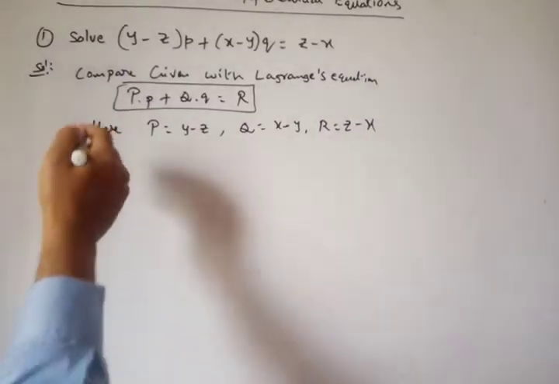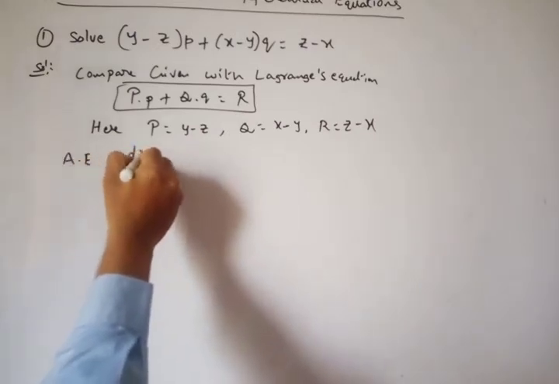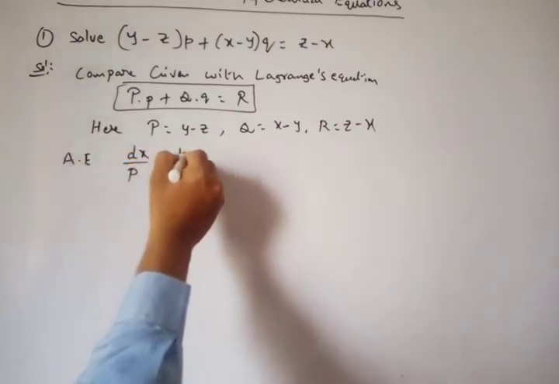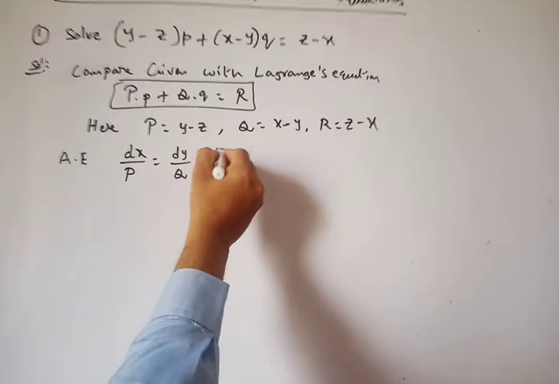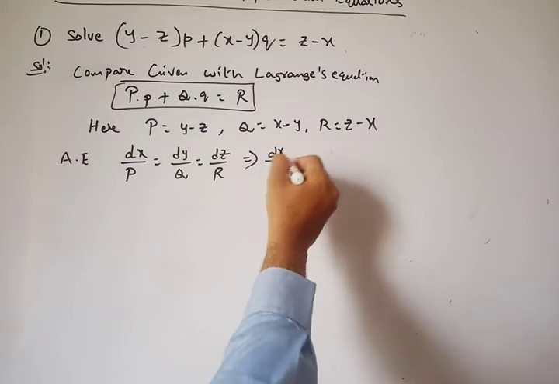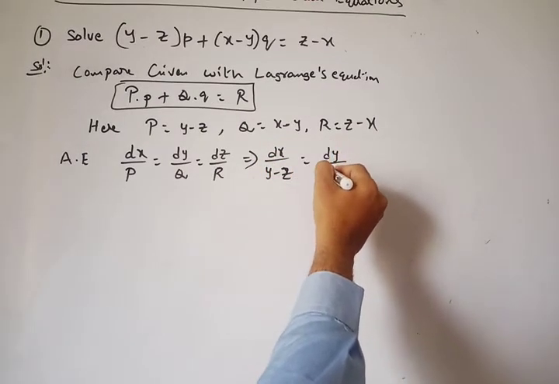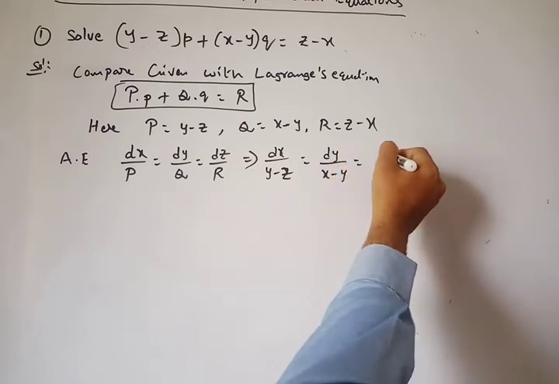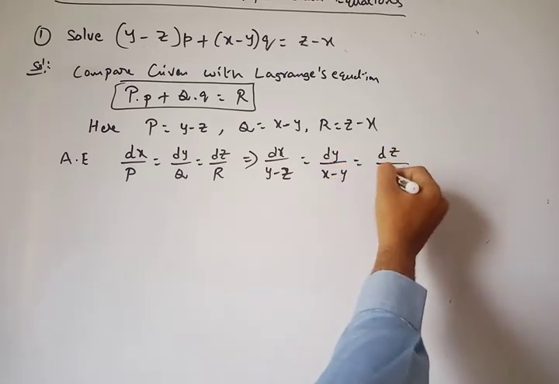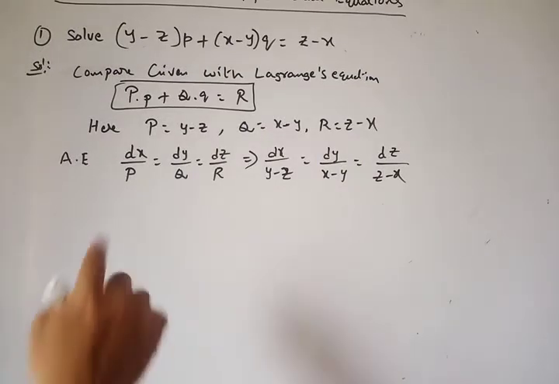Now how to solve this one? First we have to write the auxiliary equations. dx by capital P is equal to dy by capital Q is equal to dz by capital R. That means dx by (y minus z) is equal to dy by (x minus y) is equal to dz by (z minus x). So these are the auxiliary equations.